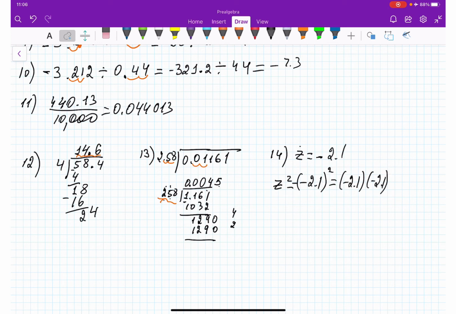So negative 2.1 times negative 2.1. We are going to get positive, because negative times negative is positive, so we are just multiplying 2.1. Since it's 1, I'm getting 21. 2 times 1 is 2, and 2 times 2 is 4. We are getting 4, 4, 1. And we have a total of 2 decimal points, right? My decimal is here: 4.41 with a positive sign.